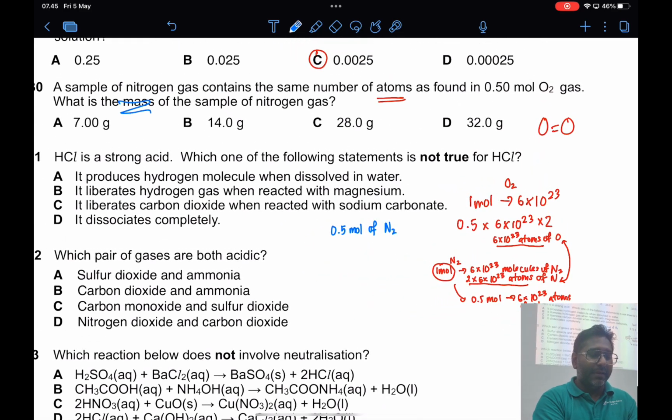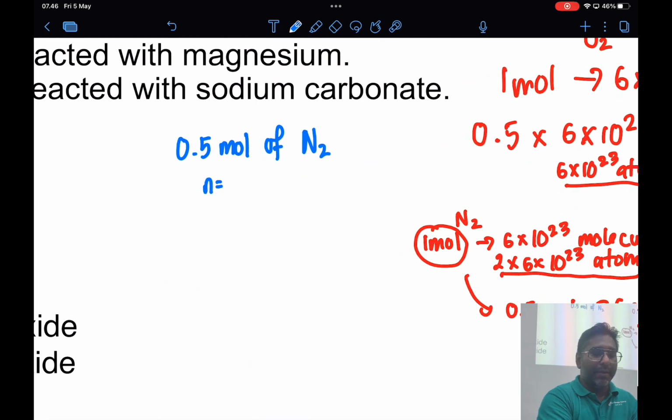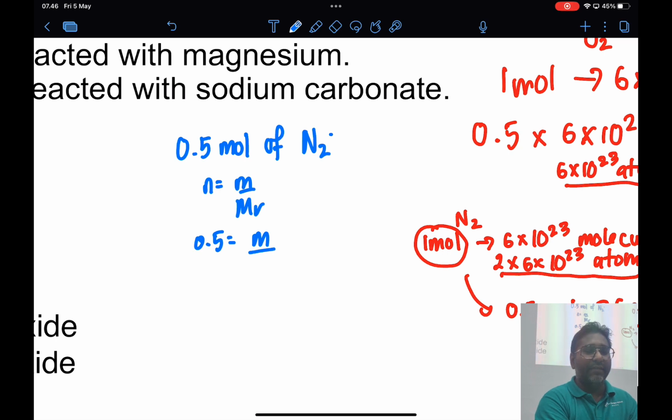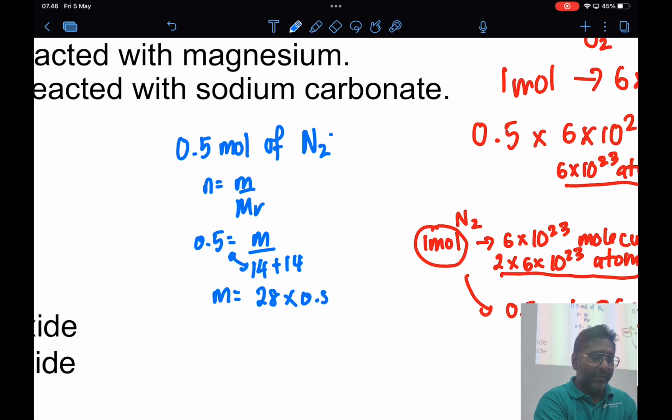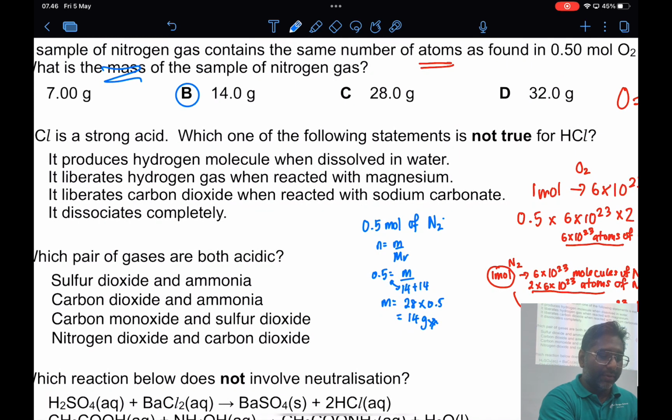They are asking for the mass of the sample. So how to find the mass of this sample? Number of moles equals mass over MR. So 0.5 equals mass over MR. The MR is 14 plus 14 if you look at your periodic table, which is 28. You times this by 0.5 and you will get 14 grams. So the answer is going to be 14.